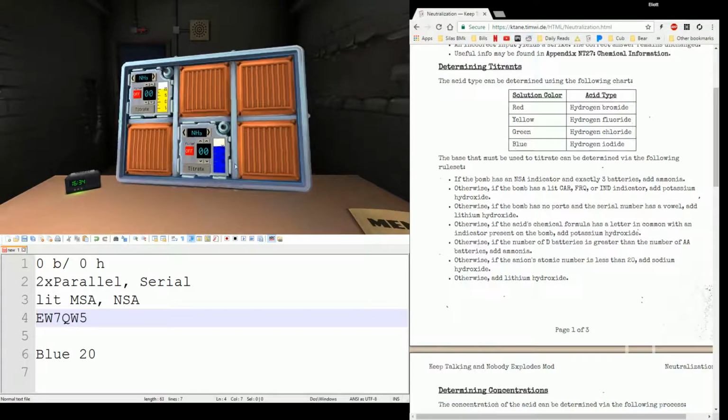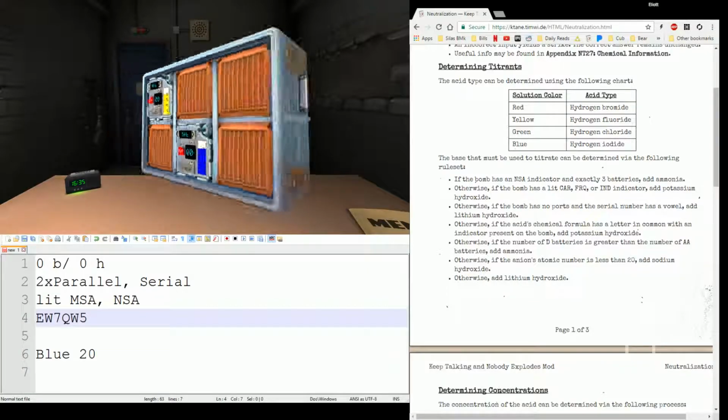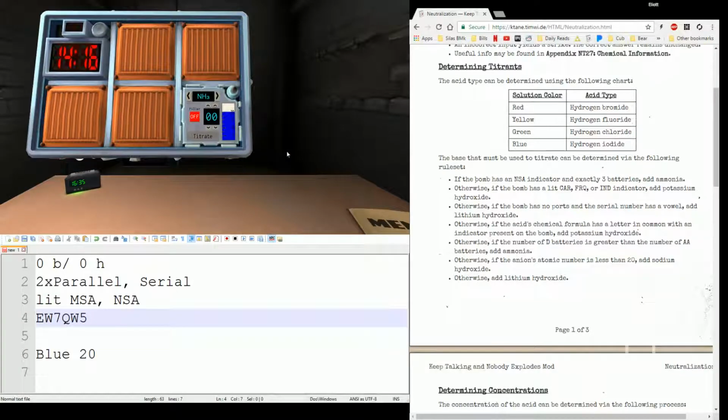Interesting to note on this one, I have another blue 20 to match the one on the front. They will have the same answer. Nothing about the module is going to change it part way through. It doesn't change as it goes. So if I got the answer to this one, it would be the exact same answer on the other side. We know it's blue 20, so let's start.